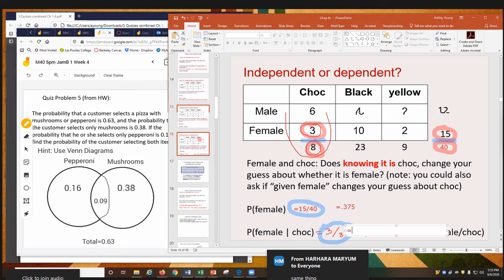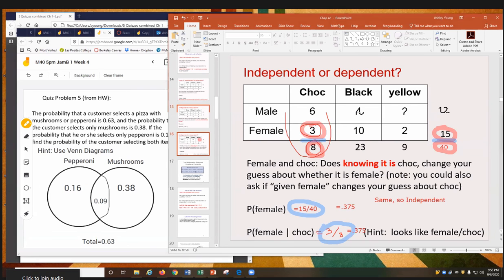Make sense? These two are the same. Professor, yes, question. So female given chocolate is 3 out of 8 and not 3 out of 40 because... 3 out of 40 would be chocolate and female. Right. Given means you know that they're chocolate. If I say, hey, it's a chocolate puppy, if I'm giving you the fact that it's chocolate, then you know it's one of these 8 puppies. Does that make sense?